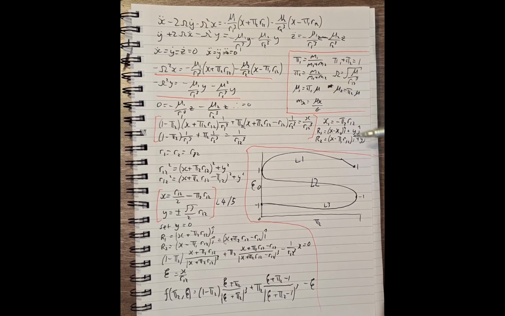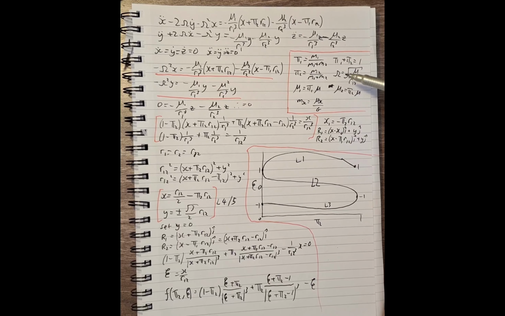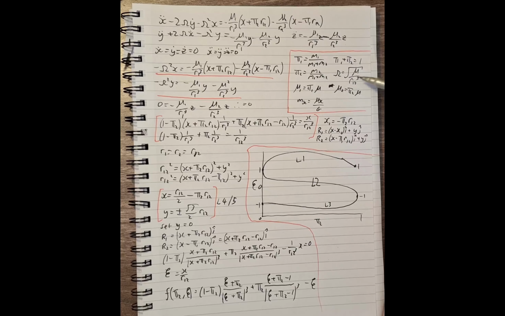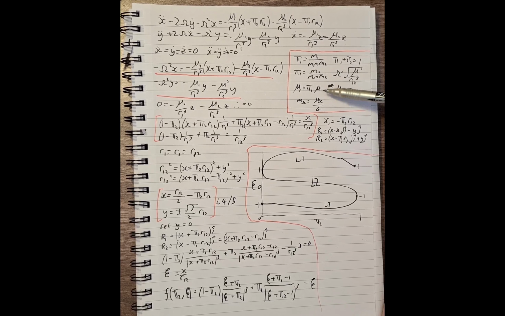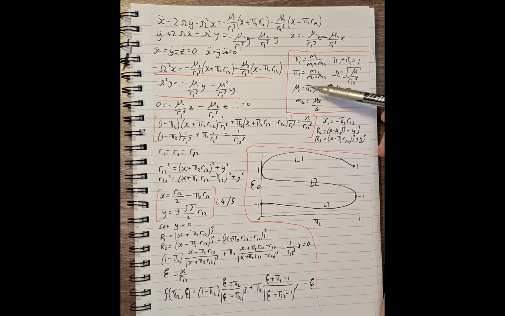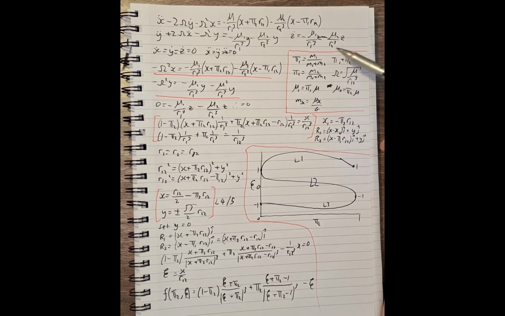These are ratios, really. And we have the angular momentum n equals the square root of the gravitational constant for the spacecraft divided by r12 cubed. And mu of n equals pi n times mu. If we put that in, we get mu1 equals pi 1 mu, and mu2 equals pi 2 mu. So these are all going to come in handy to simplify our equations.